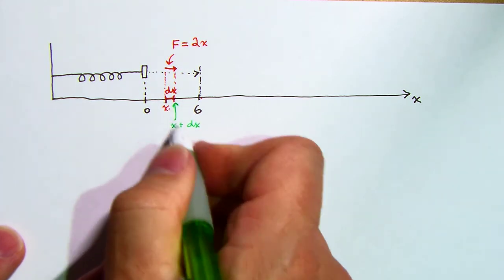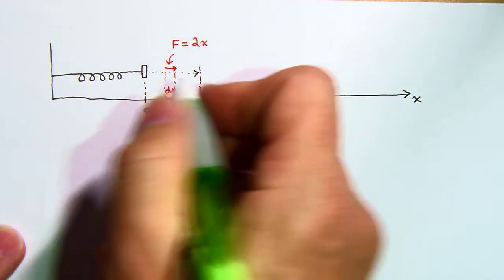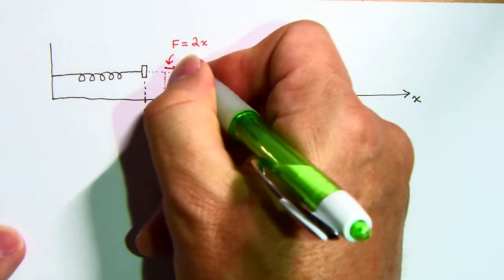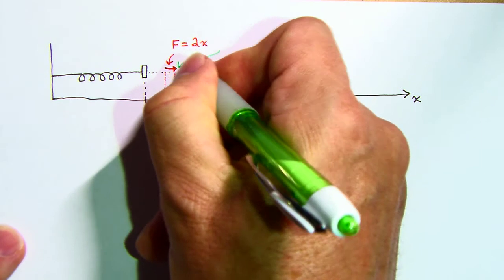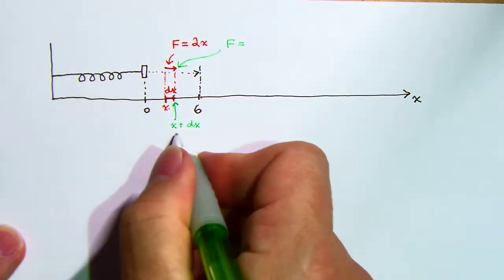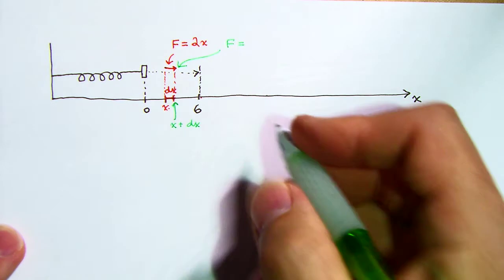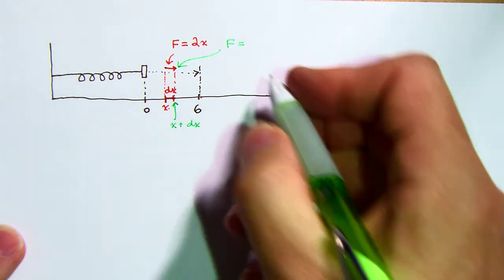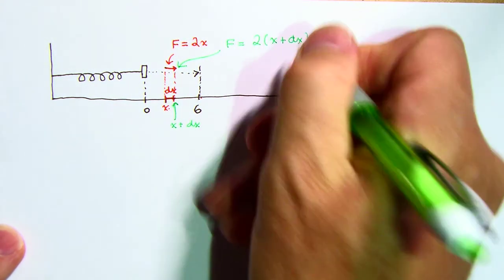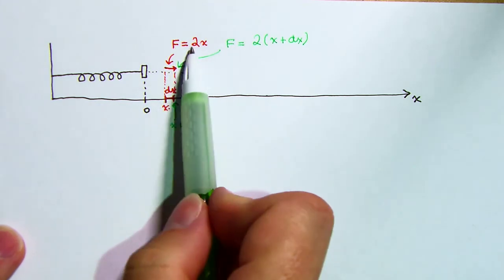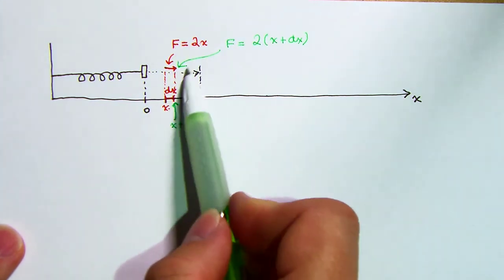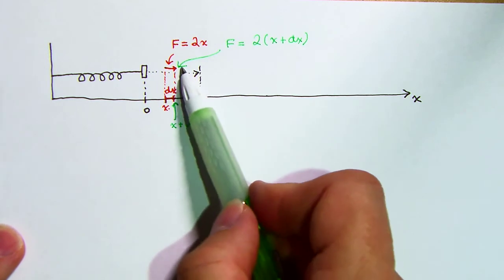It's grown by dx. So at this end of the interval, the force would be 2x. What would it be at this end of the interval, the force? Since we're now here, what would the force be at that end? 2 times x plus dx, it would be that. All right, so the force will have grown. You'll be applying 2x pounds of force at this end, and 2 times x plus dx pounds of force at that end.